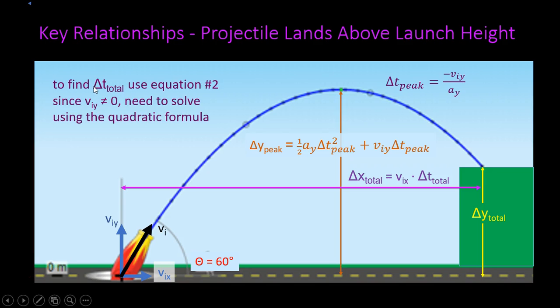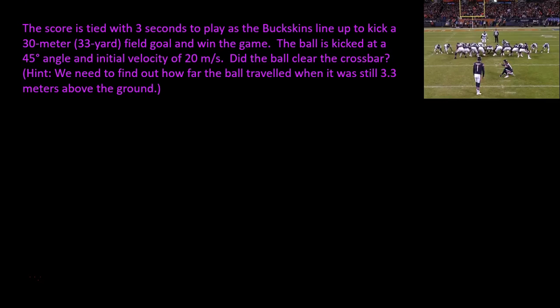To find the total time in the air, we need to use equation 2, and again, since the initial velocity is not 0, we need to solve using the quadratic formula. So let's take a look at a problem showing how we do this.